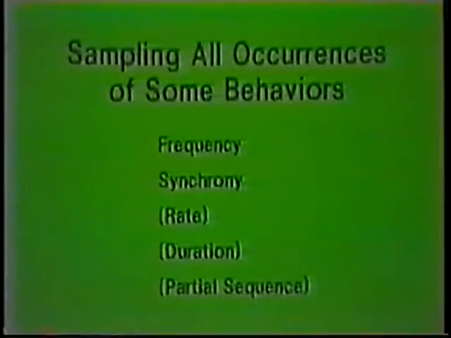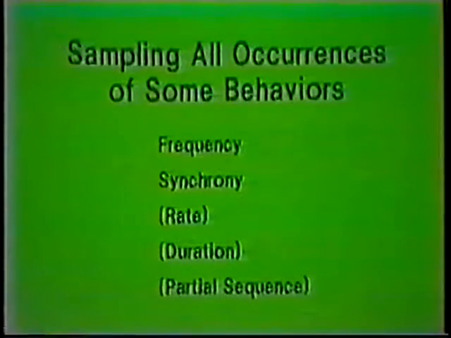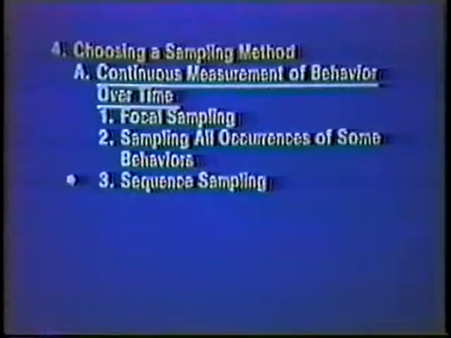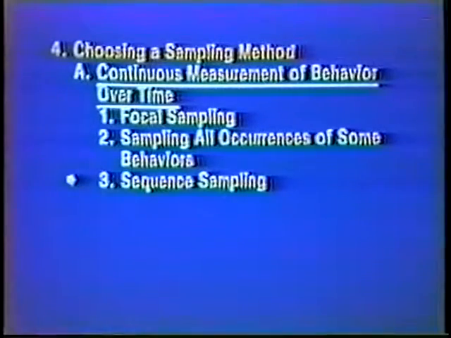Sampling all occurrences of some behaviors is best used to analyze synchrony of behavior in a group, as well as frequencies, rates, durations, and partial sequences of behaviors. Sequence sampling is another method of collecting data continuously over time. The order of occurrences of selected behaviors is recorded. Again, this data collection method is very similar to focal and all occurrences of some behaviors. This sampling method is used to study concepts like courtship sequences or sequences of social play.